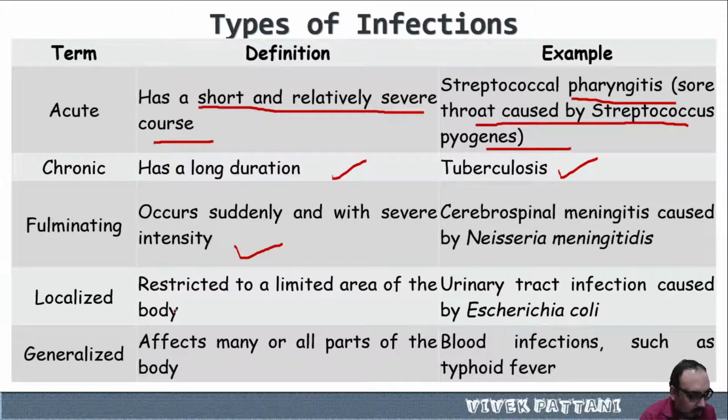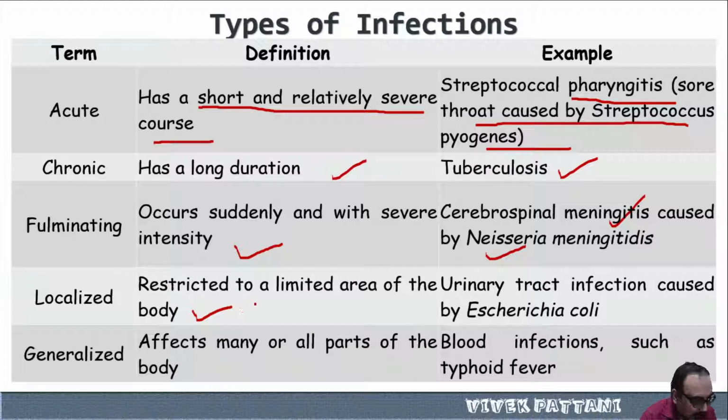Now the next one, the localized infections. Sorry, I forgot about the example. An example of a fulminating infection is cerebrospinal meningitis, caused by Neisseria meningitidis.